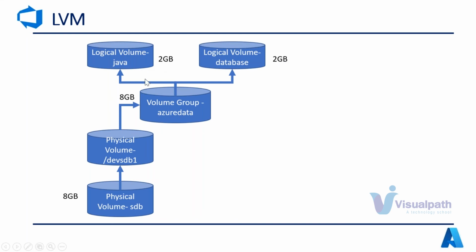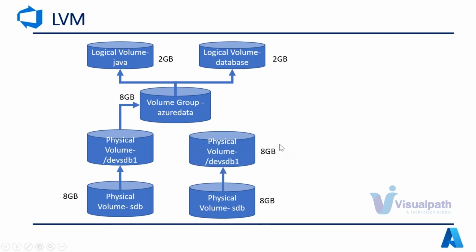I want to increase this Java volume group. Okay, now I have attached SDB of 8 GB and I'll create a physical volume, and I'll have to extend the volume group so that I can extend the Java logical volume. Getting it? What we are trying to do, guys? In this scenario we are attaching another physical volume to the volume group, correct?